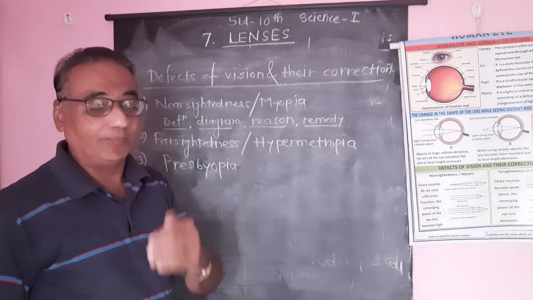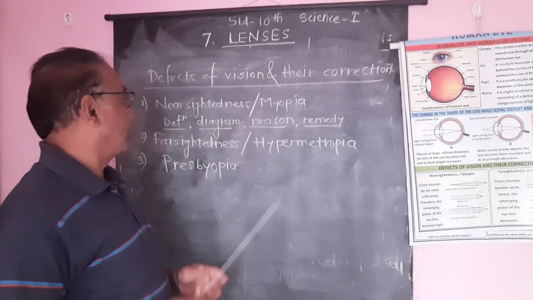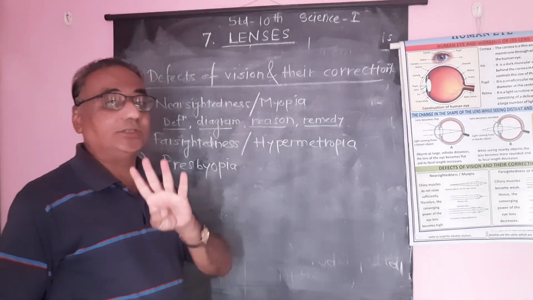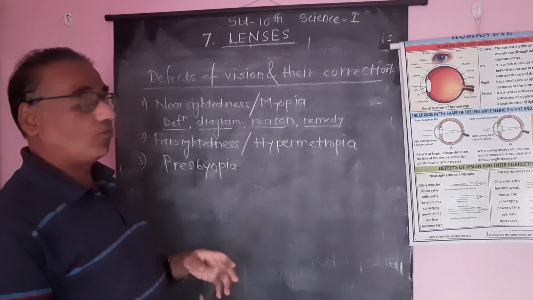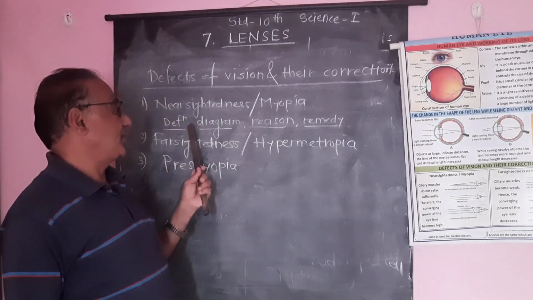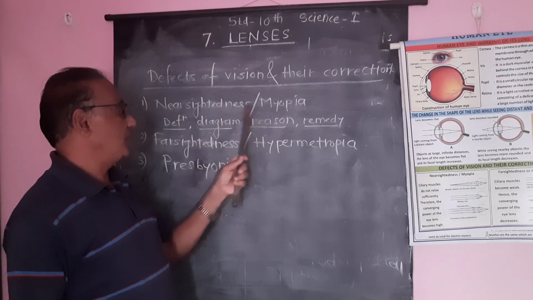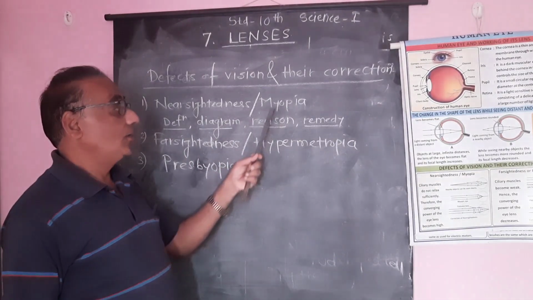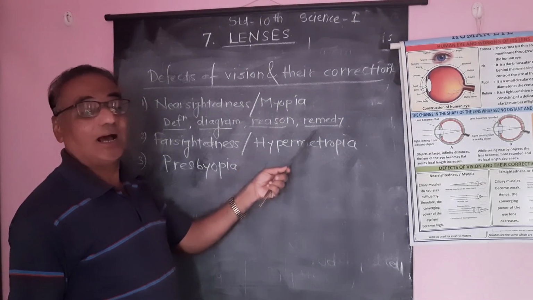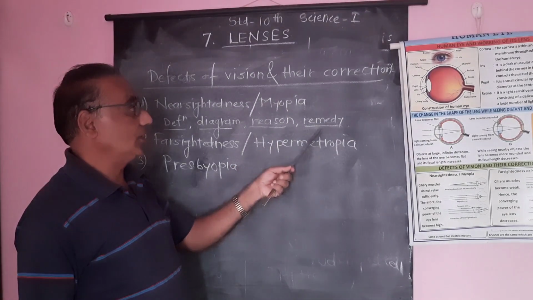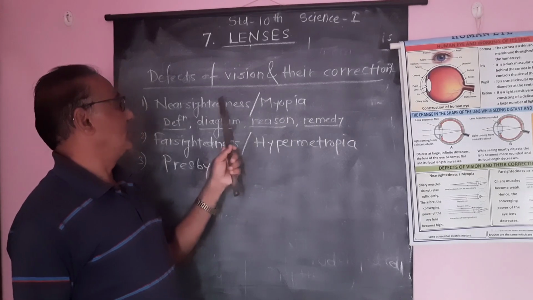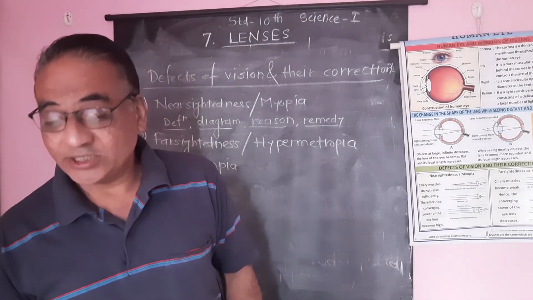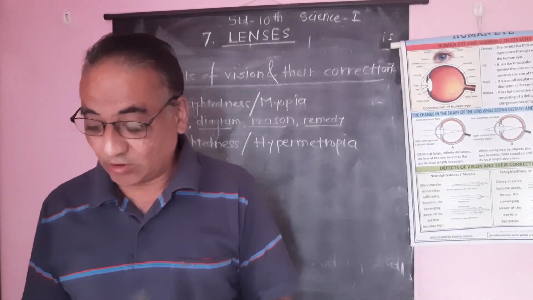When there is a question, write a short note on nearsightedness or myopia, at that time you have to consider 4 points. Which are those 4 points? You have to write about the definition of myopia, a diagram, the reason for myopia, and the remedy to cure or correct nearsightedness or myopia. Right, now let us start with nearsightedness or myopia.